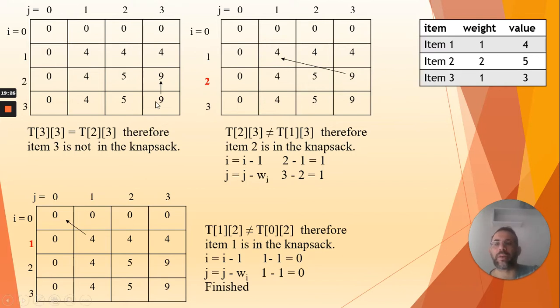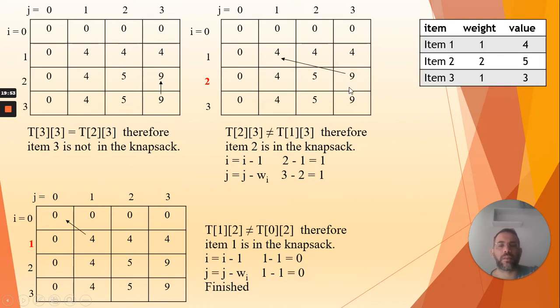Here we will begin from the last cell. From here we will compare the value of this optimal solution with the upper value. If it is equal, that means the item is excluded, not included in our optimal solution. That means the third item is not included in our optimal solution. Okay.